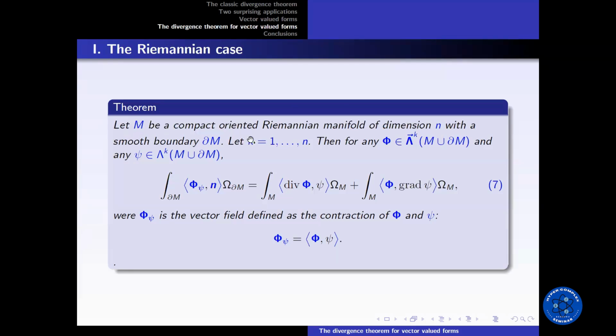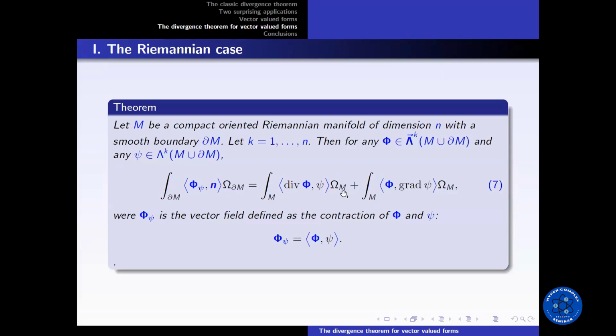Let M be a compact oriented Riemannian manifold of dimension n with smooth boundary. Then for any vector form and for any test form, phi, psi, of the same degree as this one, we have the integral over the boundary of this vector form. So again, a kind of projection of the normal direction is the divergence form's scalar product with our test form.